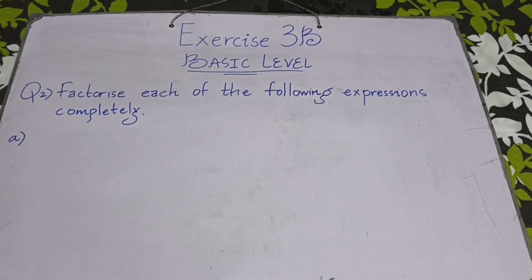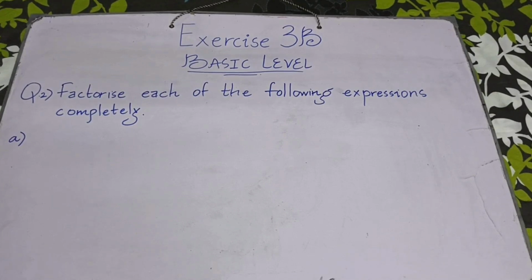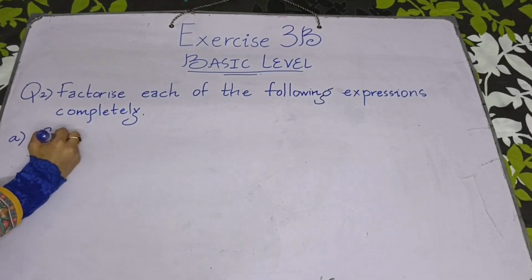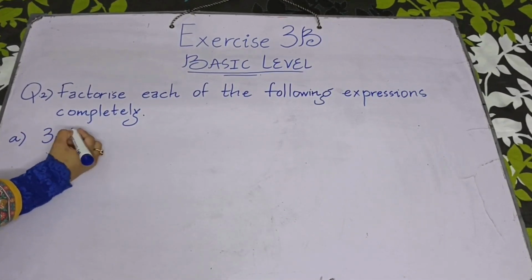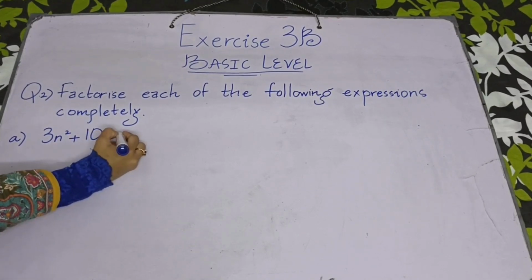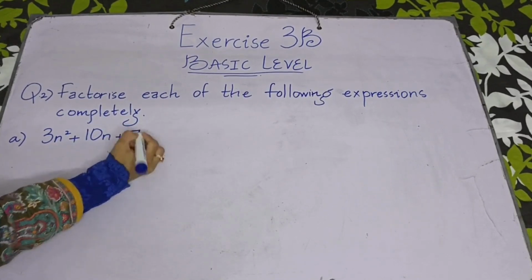Today we are going to solve exercise 3B basic level question number 2, which says factorize each of the following expressions completely. The first question says 3n square plus 10n plus 7.